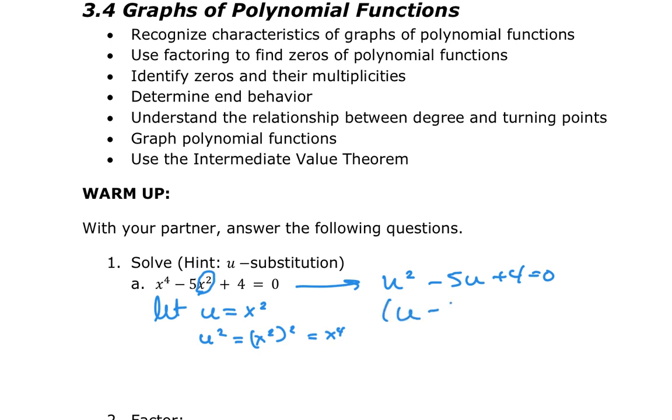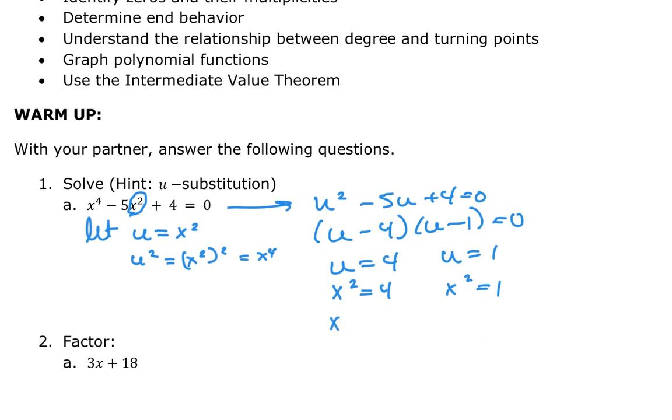And that's much easier for us to consider factoring. We're going to have U minus 4 times U minus 1 equal to 0. And so we have U equal to 4 and U equal to 1, but we're not solving for U, we're solving for x. So we have x squared equal to 4 and x squared equal to 1. So we end up with x equal to plus and minus the square root of 4, which is 2, and x equal to plus and minus the square root of 1, which is 1.